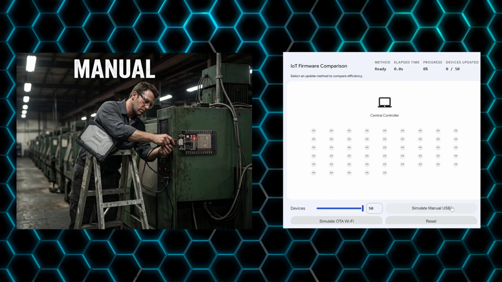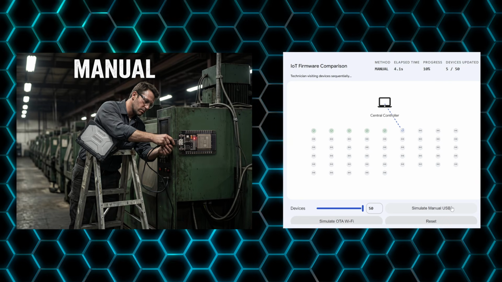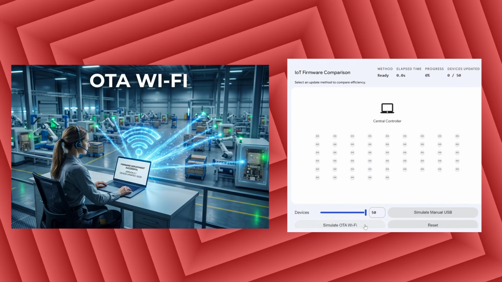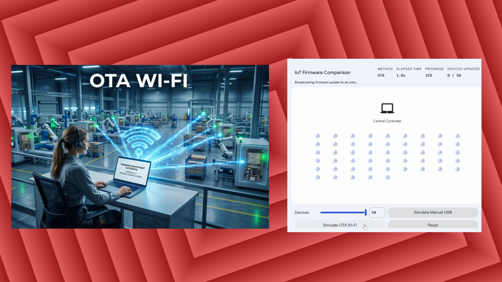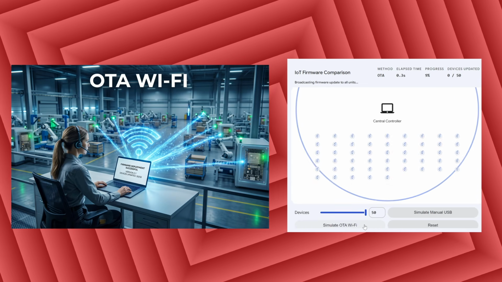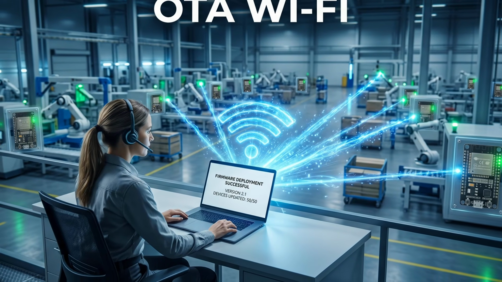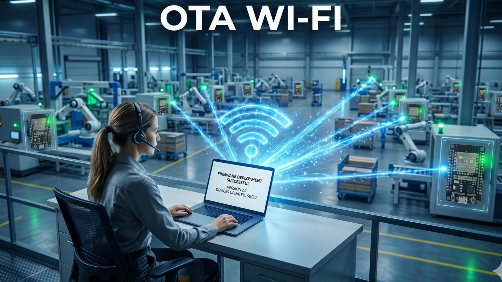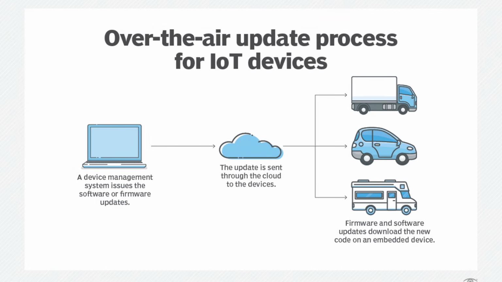The first one is to locate every single device, connect them to a USB cable and reflash each one manually. And the second option is to push a bug fix over Wi-Fi from your laptop while the devices keep running and watch them self-update one by one. In production scenarios, the second option makes more sense. This option is called OTA, that is, over the air firmware update.